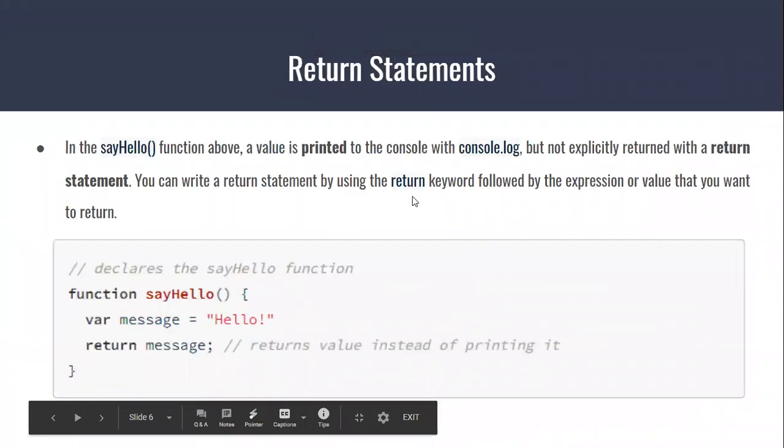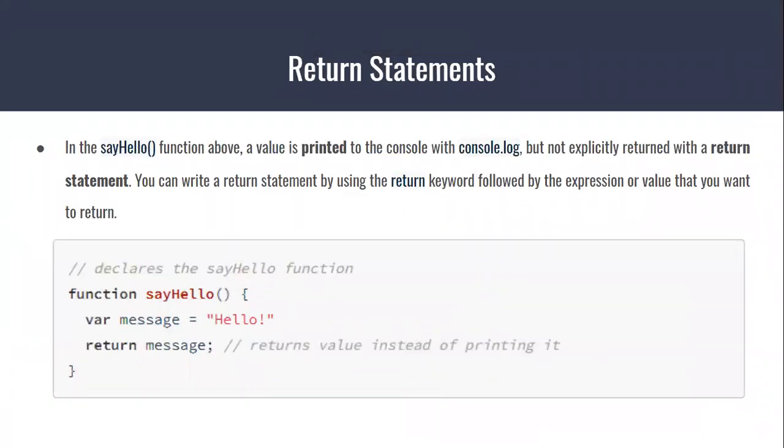So we also have a concept of a return statement. So sometimes you may want to return a value. I'll get to that in a second. So in the hello function that we had previously seen, a value is printed to the console, but it's not explicitly returned in a return statement. You can write a return statement by using this return keyword here.